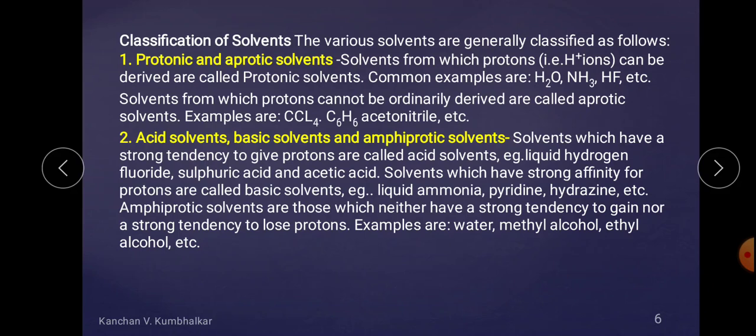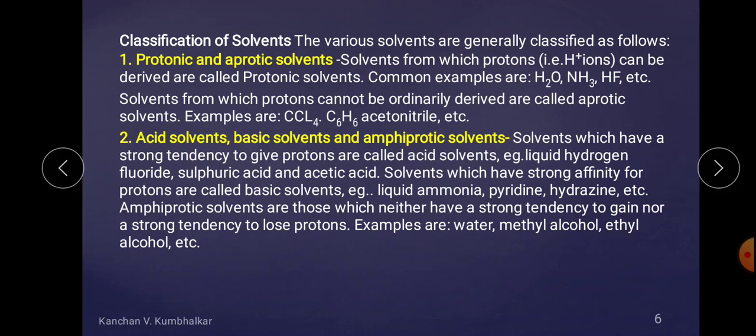Next, the basic solvent. A solvent which has a strong affinity for protons is called a basic solvent. For example, liquid ammonia. We know that ammonia is basic in nature. Liquid ammonia is eligible to accept a proton easily, hence it is basic in nature. The next examples are pyridine, hydrazine, and so on.